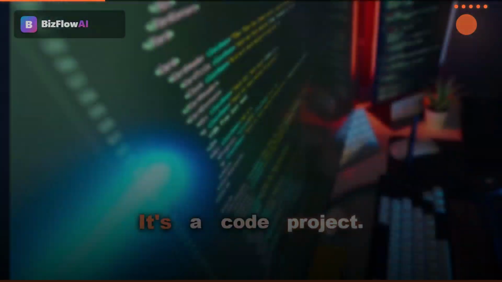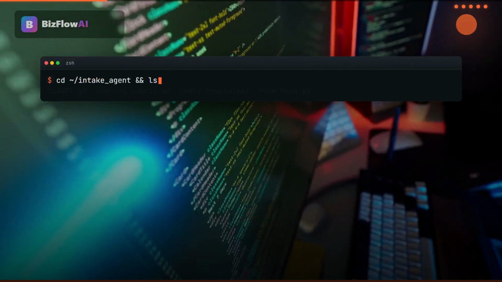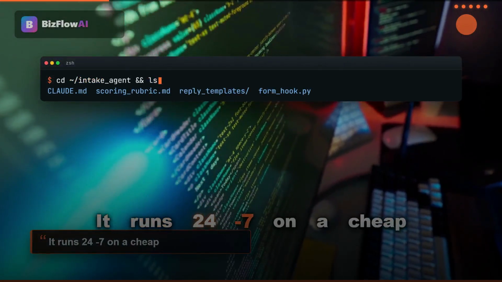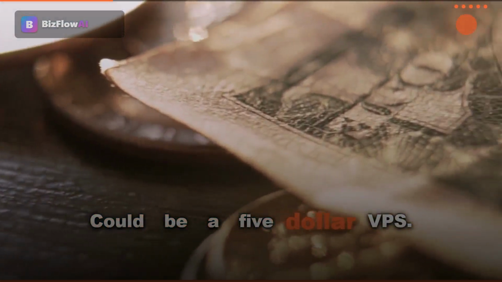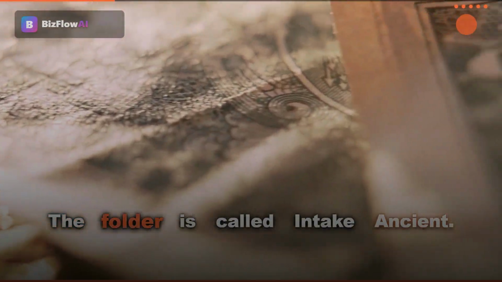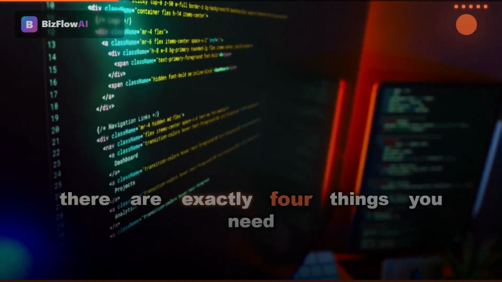So here's the solution I build for clients, and the exact structure I want you to copy. It's one Claude Code project. One folder. It runs 24/7 on a cheap server. Could be a home PC. Could be a $5 VPS. The folder is called Intake Agent, and inside it, there are exactly 4 things you need to understand.